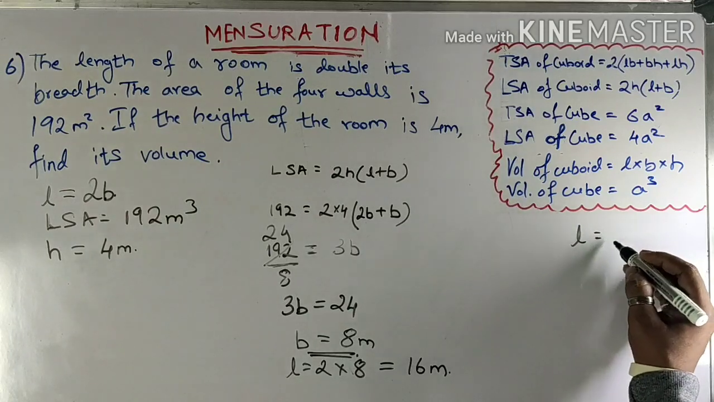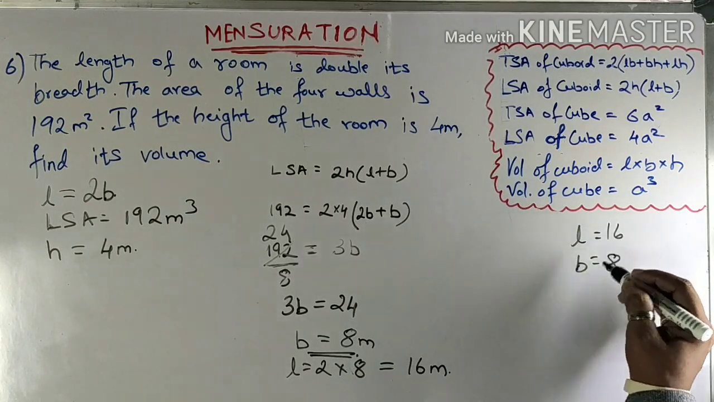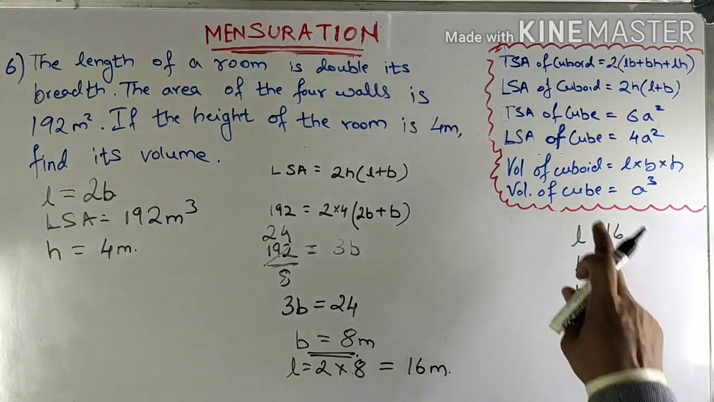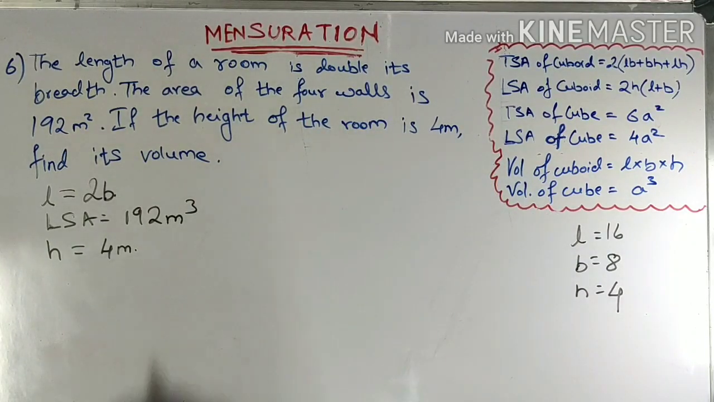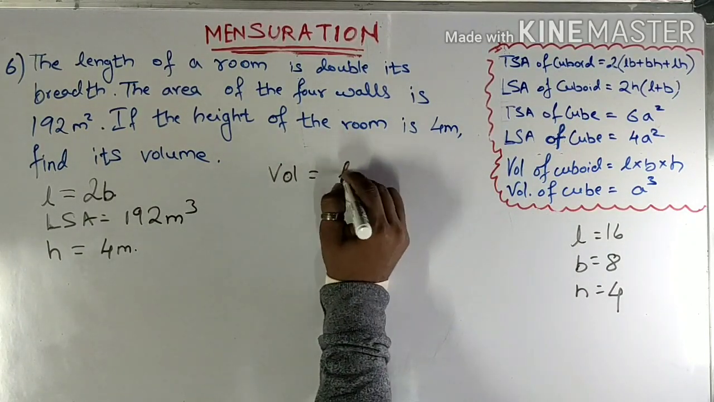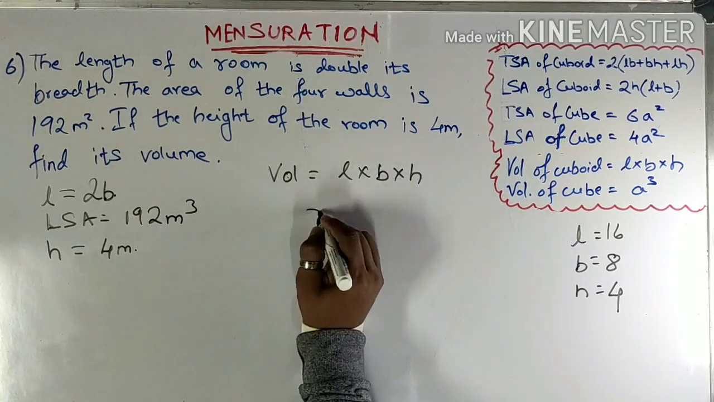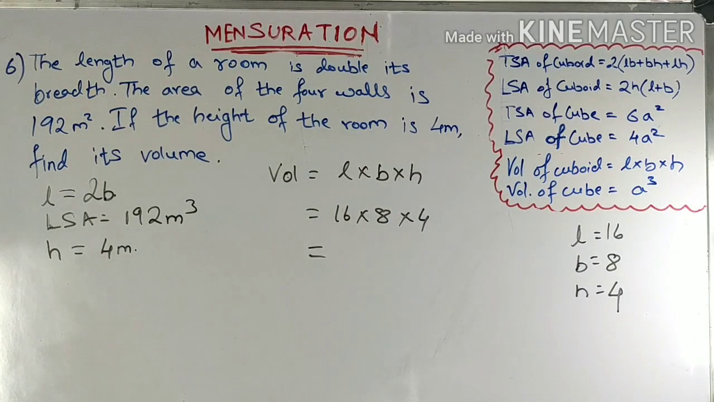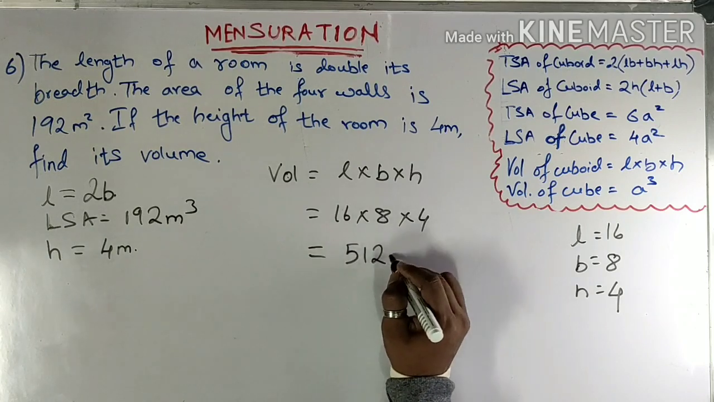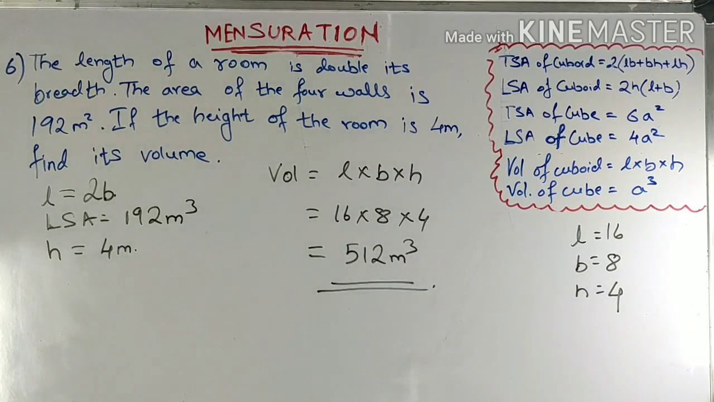Length is equal to 16, breadth is equal to 8, height is equal to 4. We can find the volume of the cuboidal room. So volume is equal to length into breadth into height, which is nothing but 16 into 8 into 4, that is 512 meter cube. With this, we come to an end to the unit volume of cuboid and cube.